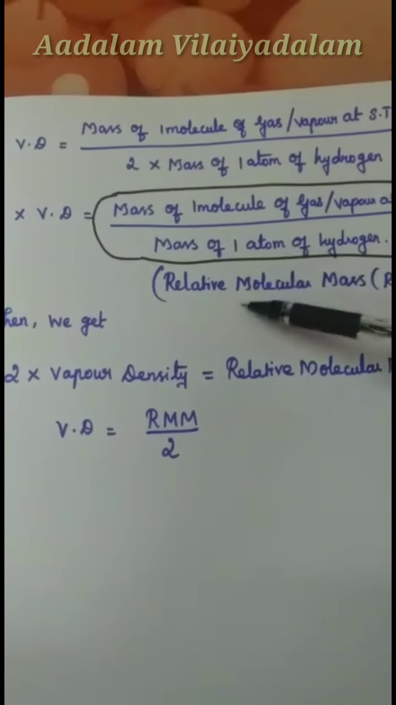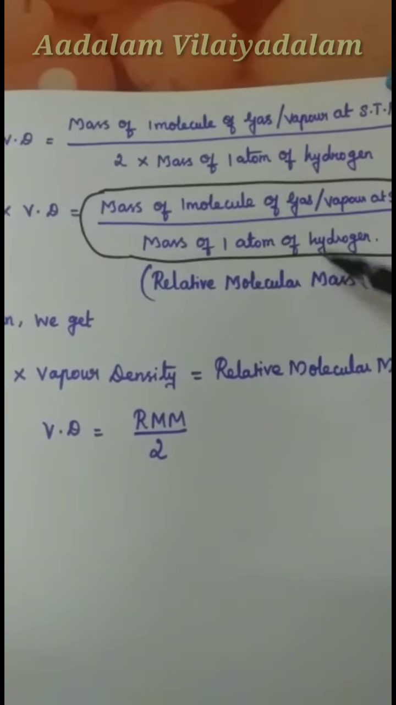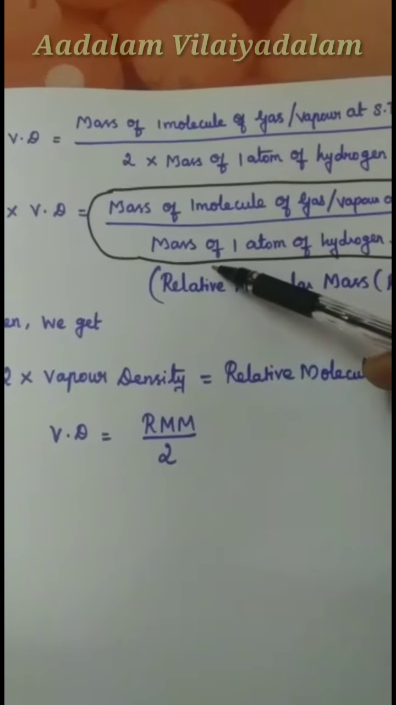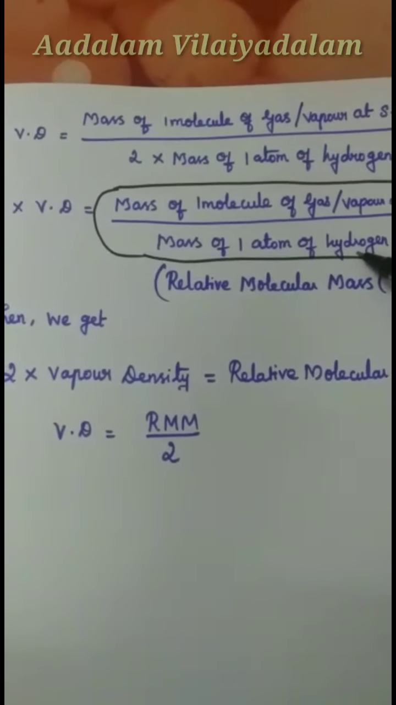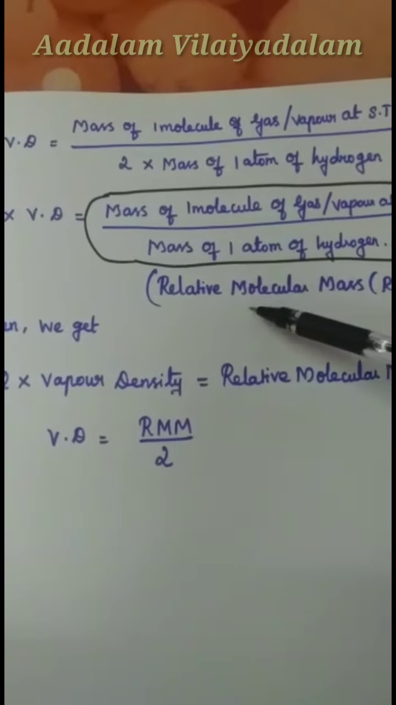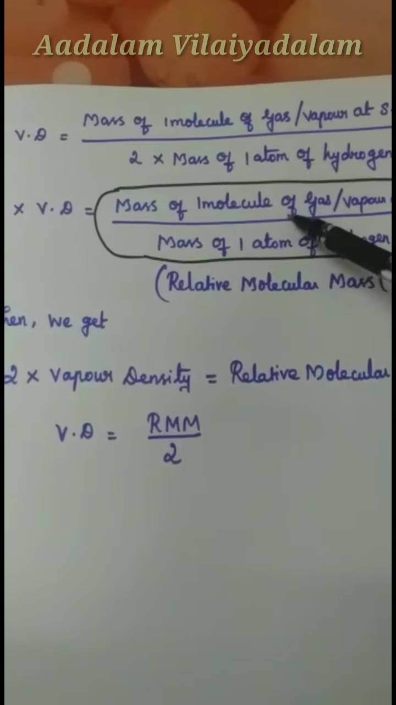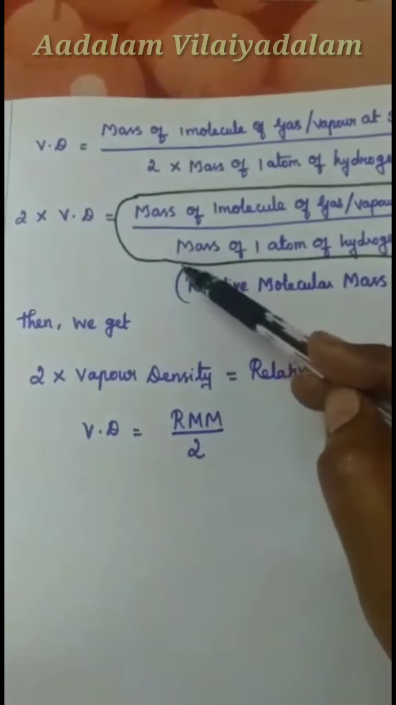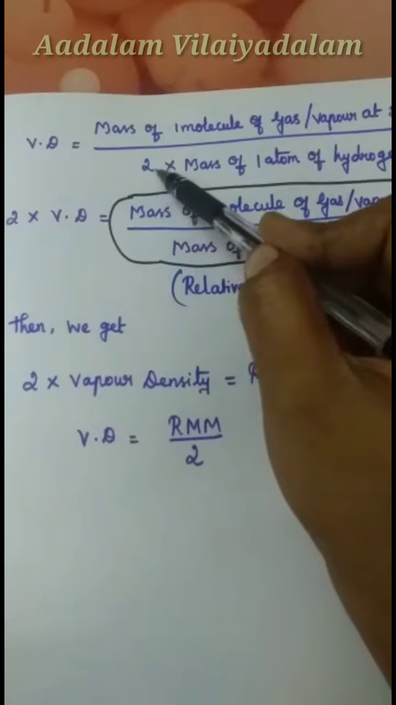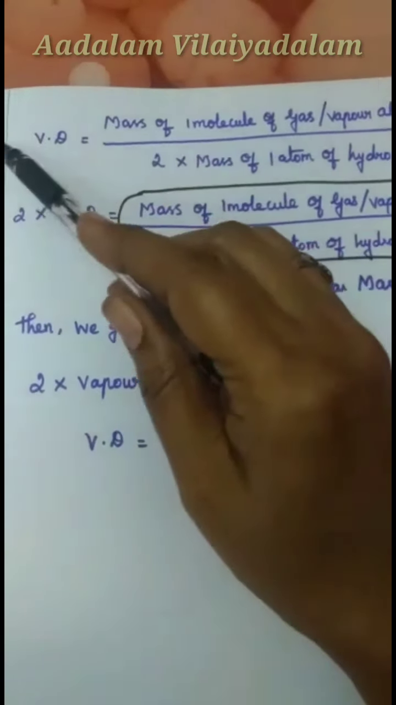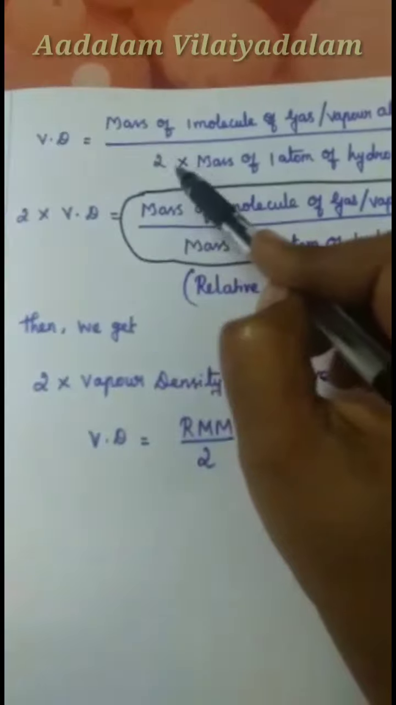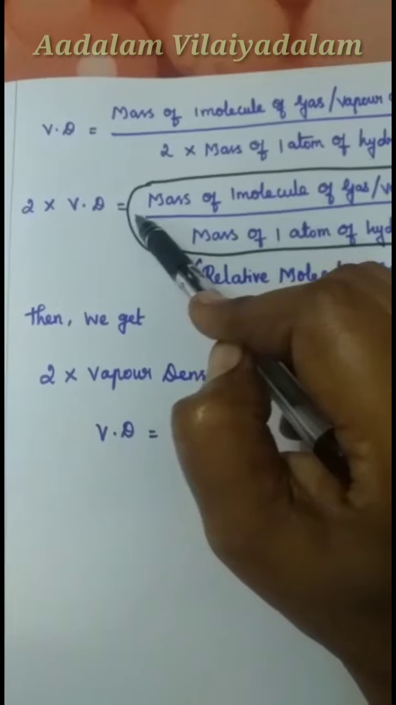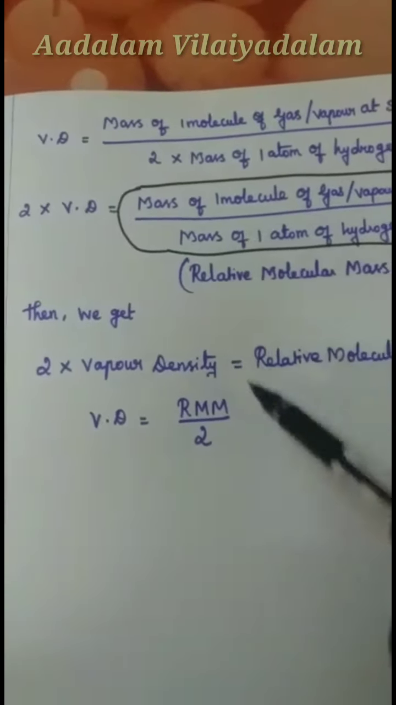We already know the relative molecular mass is equal to the mass of one molecule of gas or vapor divided by the mass of one atom of hydrogen. So we substitute relative molecular mass in this equation. Before that, the 2 is divided on this side, so the 2 goes to the right-hand side. Now it multiplies the vapor density. So 2 into vapor density is equal to relative molecular mass.